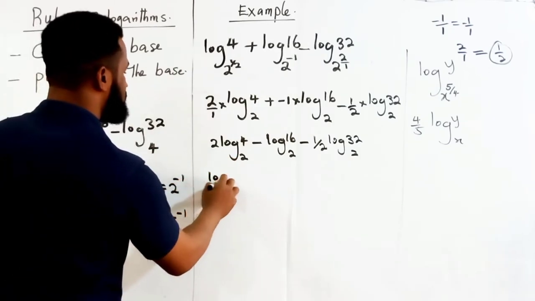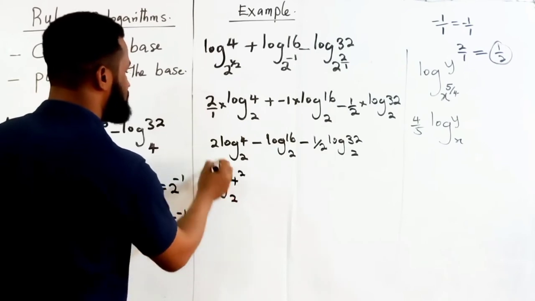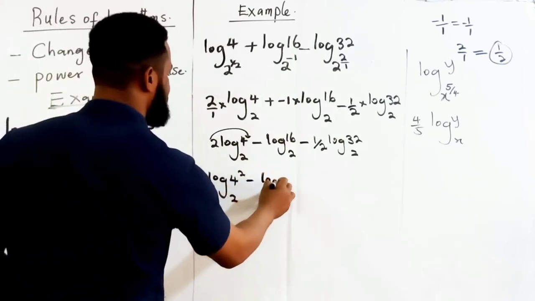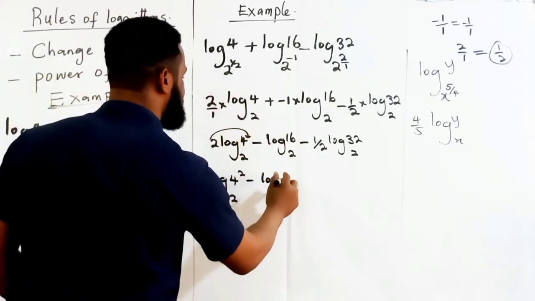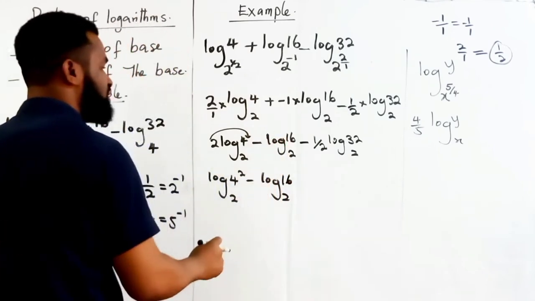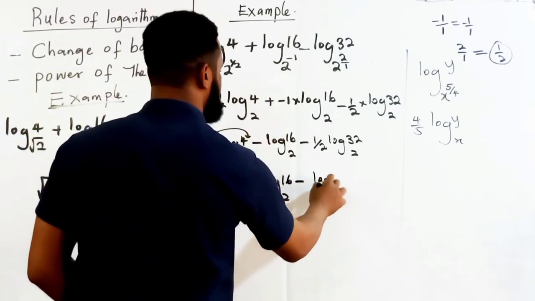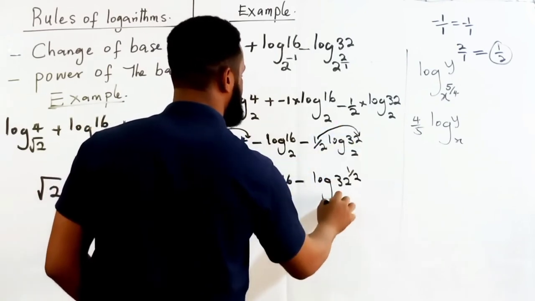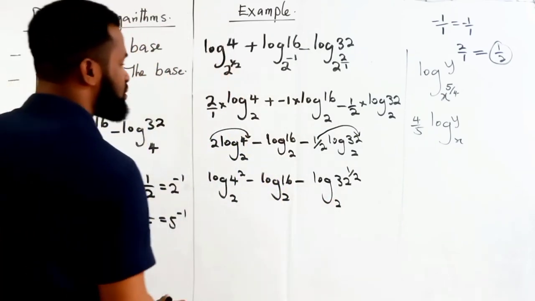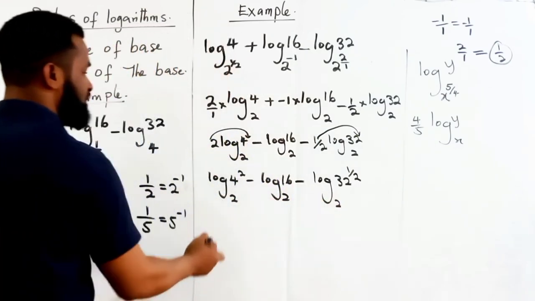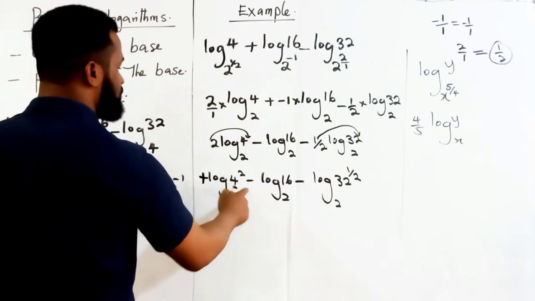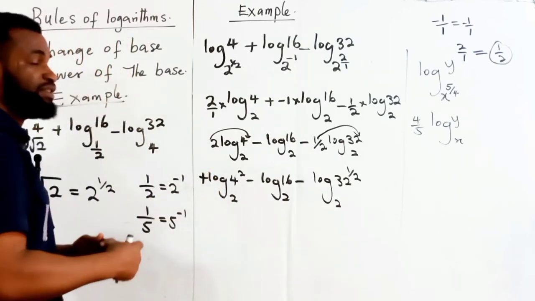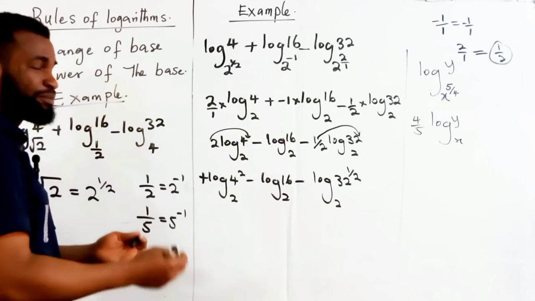I'm going to have log 4 raised to the power 2 base 2 because this has to climb. That is the power law which we treated in the last example, base 2. And this is going to be 16. I'm leaving it that way. Then minus log 32 raised to the power 1 over 2. Remember, the power law we climbed, base 2. Now, according to the law, when they are having the same base, plus is addition, we times with plus, and minus will be division.